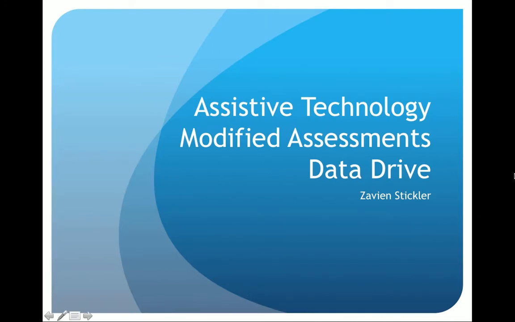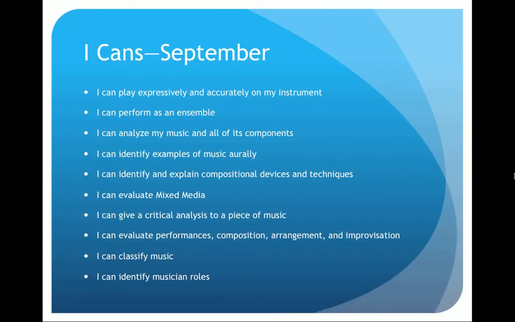Alright, so getting started with my assistive technology modified assessments and data drive PowerPoint. So starting off with my ICANNs for the month of September. My area is going to be band, and specifically marching band, because this time of the year is marching band.